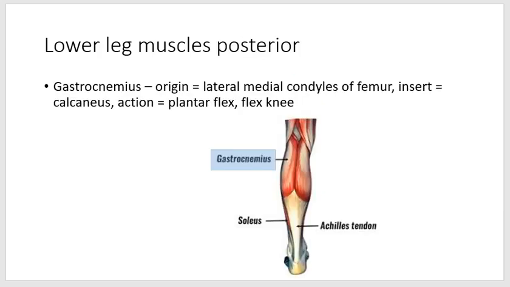On the posterior side, you have your gastrocnemius. This is the muscle that people call their calf muscle. It starts up here on the femur, on the lateral and medial condyles, and then inserts via the Achilles tendon, or the calcaneal tendon, down onto the calcaneus. Very powerful plantar flexor. It also helps you flex the knee. As you see, it goes across that joint, so it can help with knee flexion.